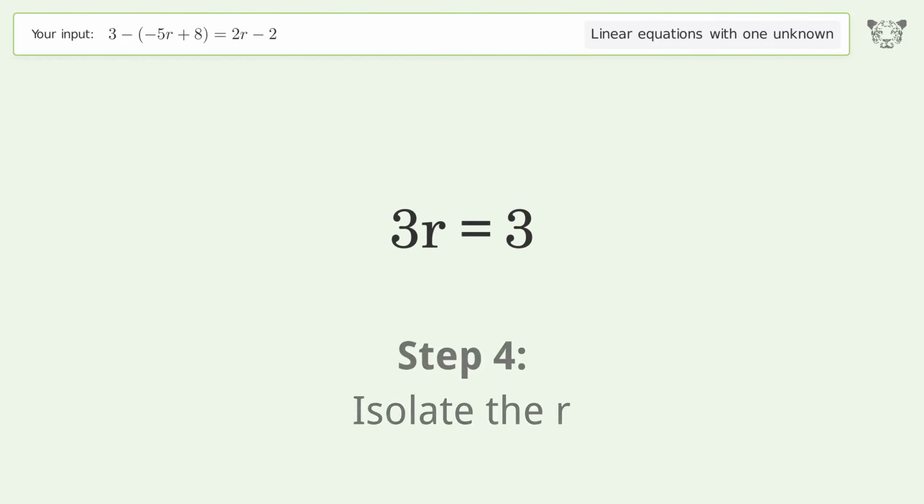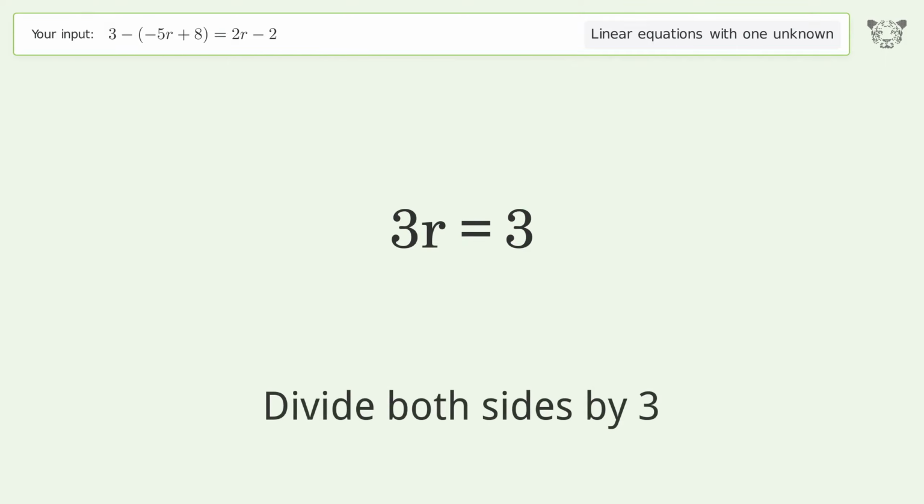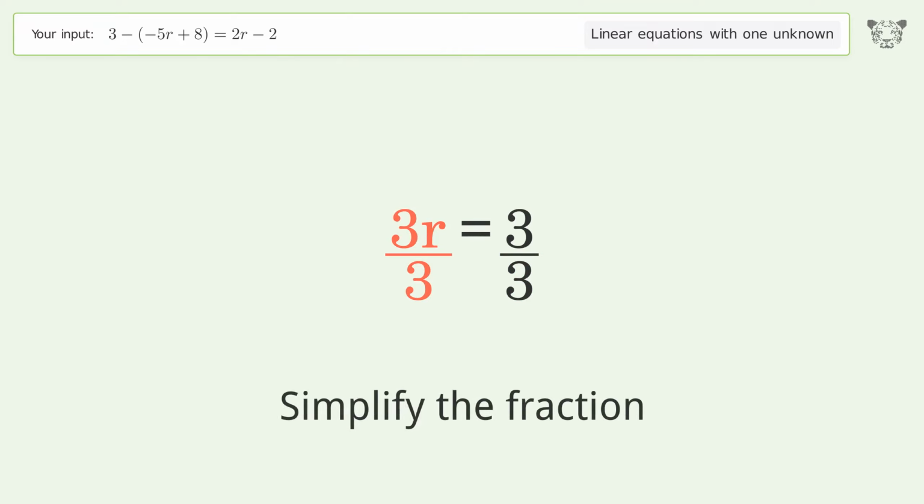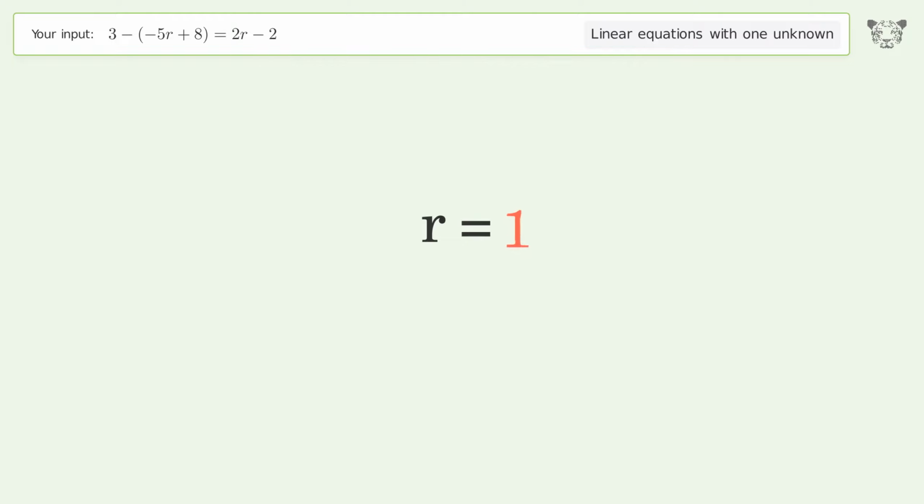Isolate the r. Divide both sides by 3. Simplify the fraction. And so the final result is r equals 1.